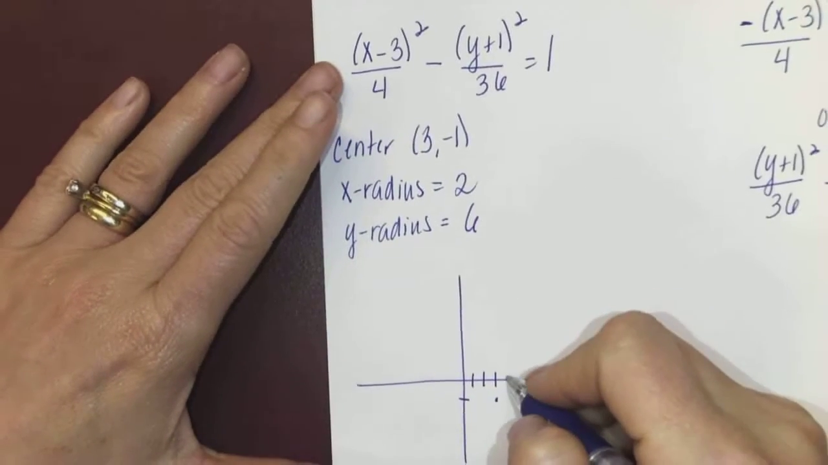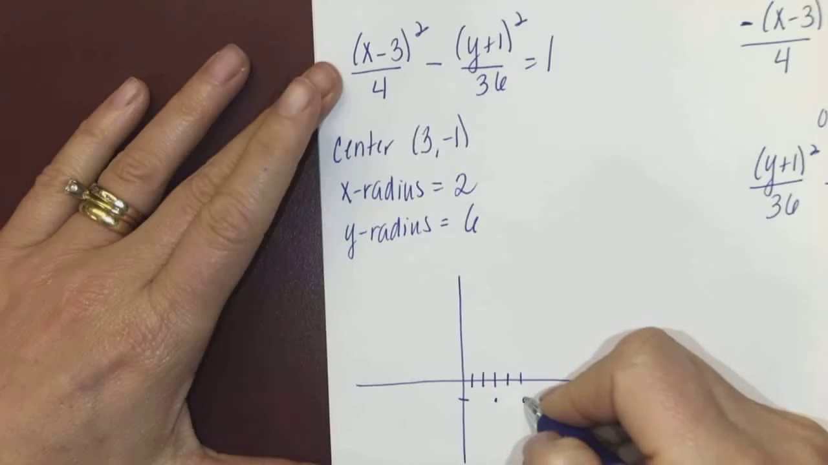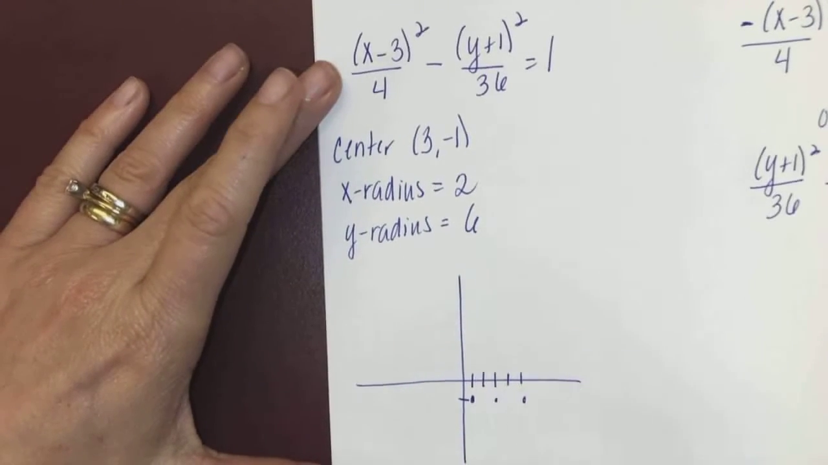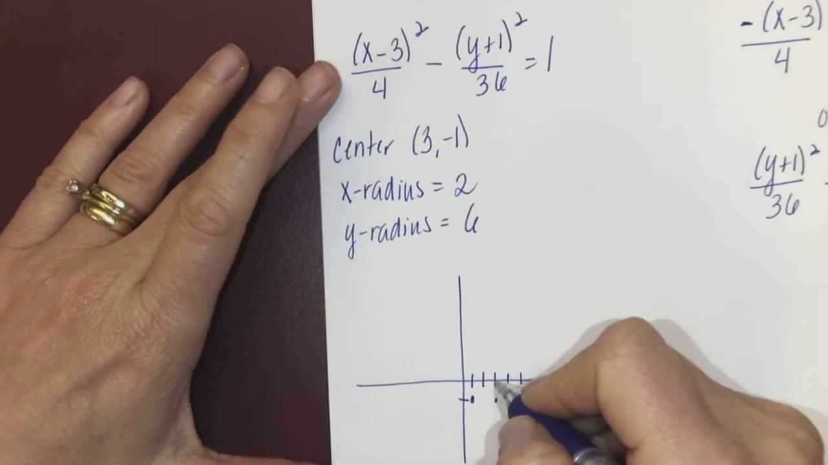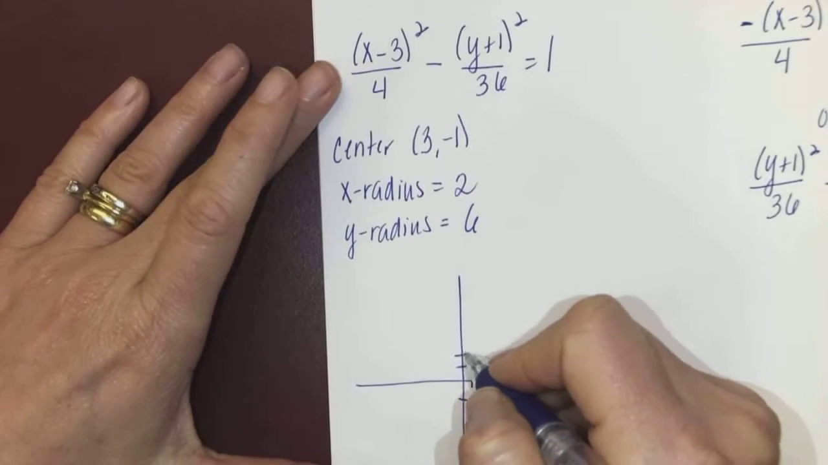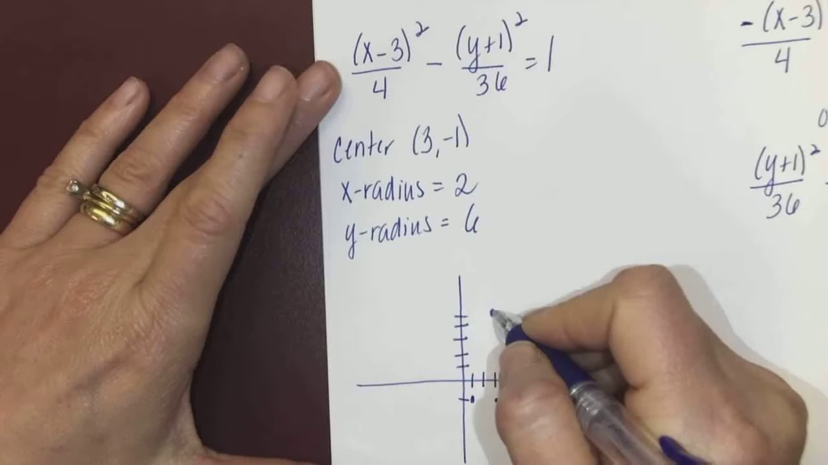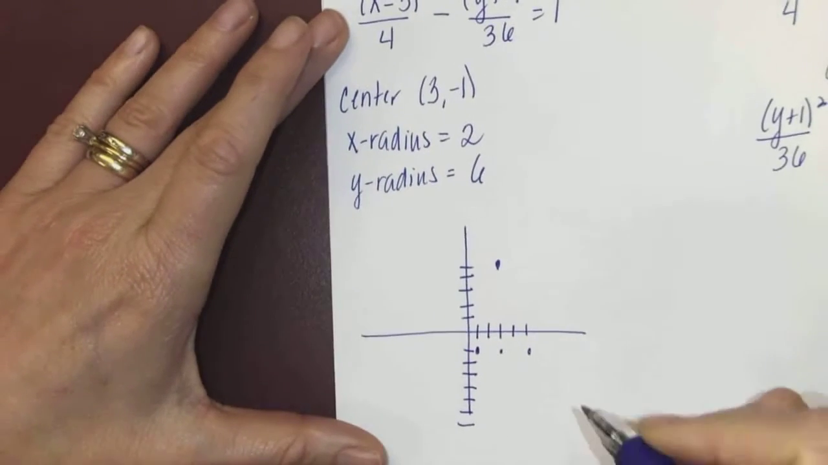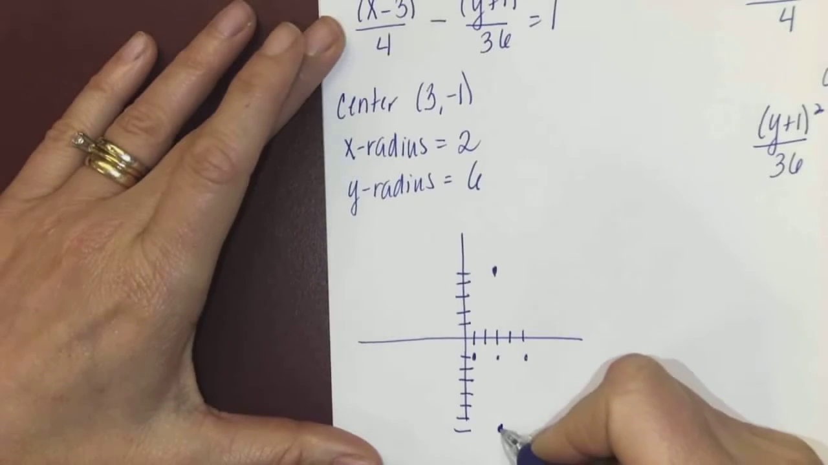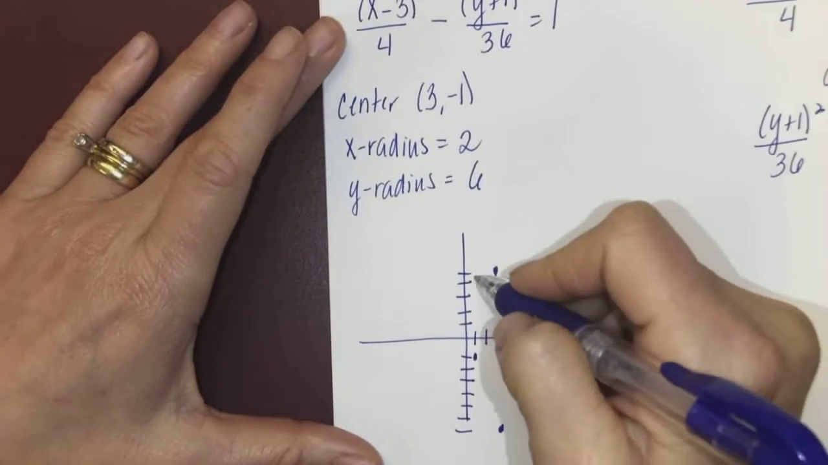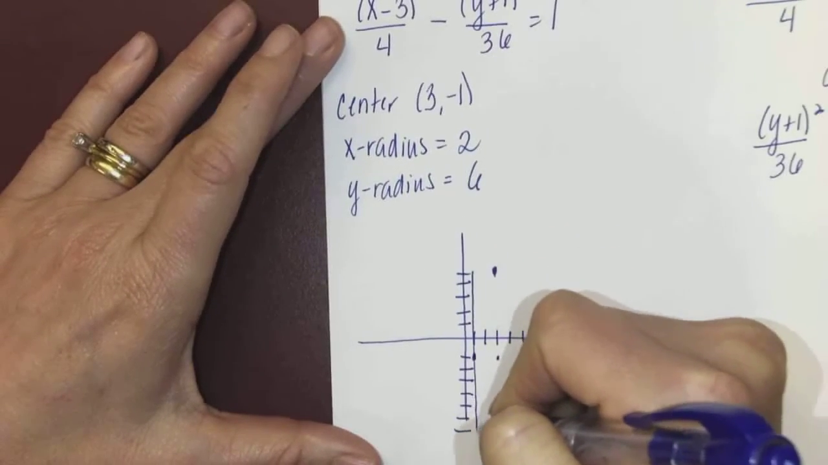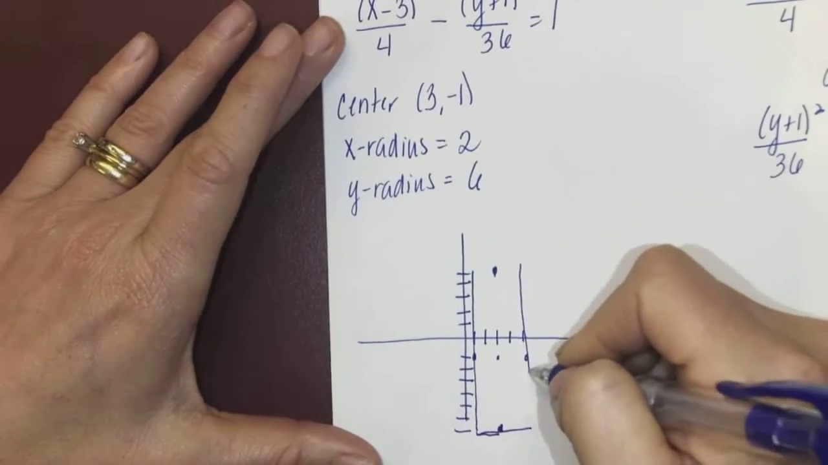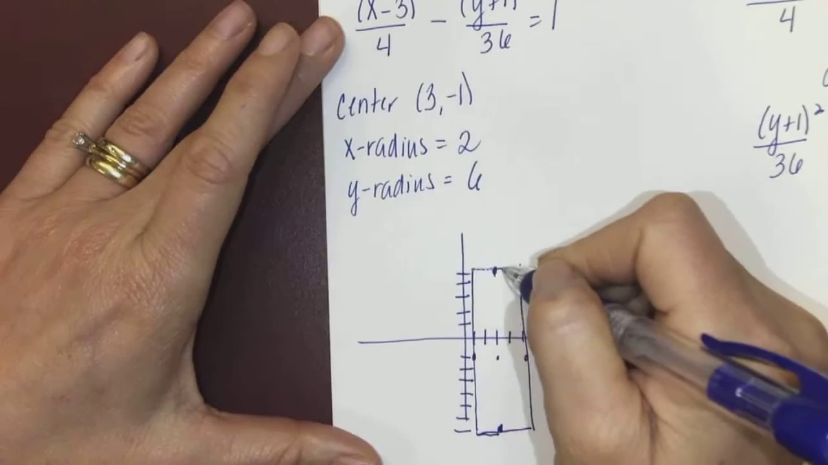The X radius is 2, so I'm going to go 2 to the right and 2 to the left. My Y radius is 6, so I will go up 6: 1, 2, 3, 4, 5, 6. And down 6: 1, 2, 3, 4, 5, 6. Okay. And then I will actually sketch in a rectangle. Again, this is not the hyperbola. It's just going to help me draw it.